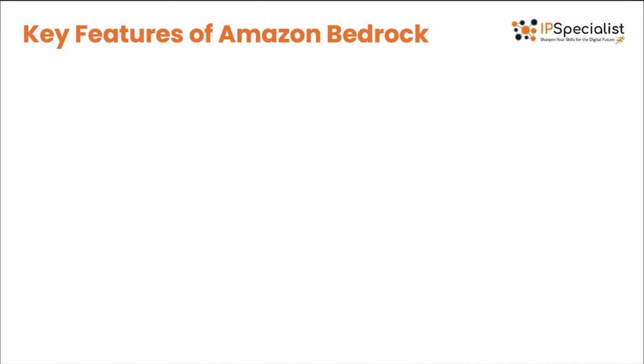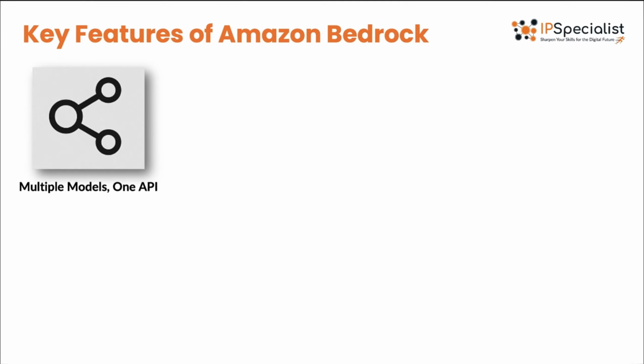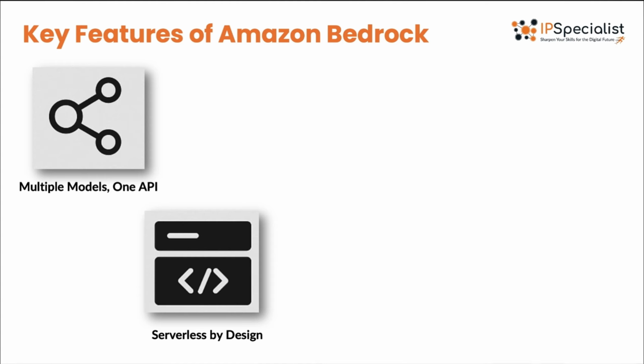Amazon Bedrock stands out because of its flexibility, simplicity, and enterprise readiness. Let's go over some of its key features that make it a powerful choice for building generative AI applications. First, Bedrock gives you access to a variety of foundation models through a single API. This means you can experiment, prototype, and deploy your solutions quickly without being locked into a single model or vendor. Second, you don't need to worry about infrastructure. Bedrock is a serverless service, so AWS handles all the underlying compute, scalability, and availability. You focus entirely on building your application.